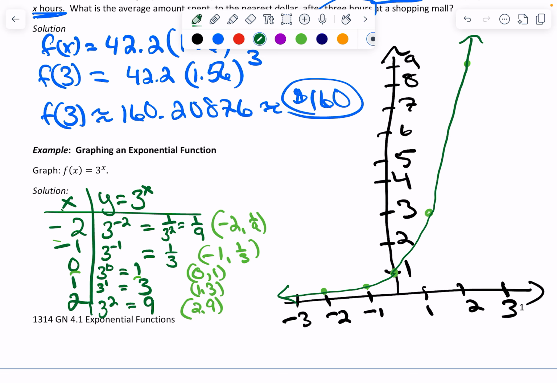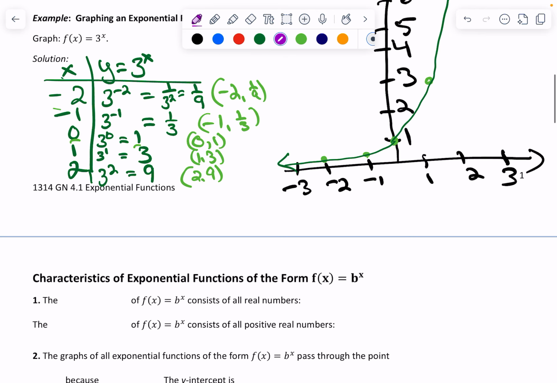Okay, if we look at this exponential function, we can see that the domain of it is going to be all real numbers. It keeps going and going. There are no restrictions in the domain. So it's negative infinity to infinity.